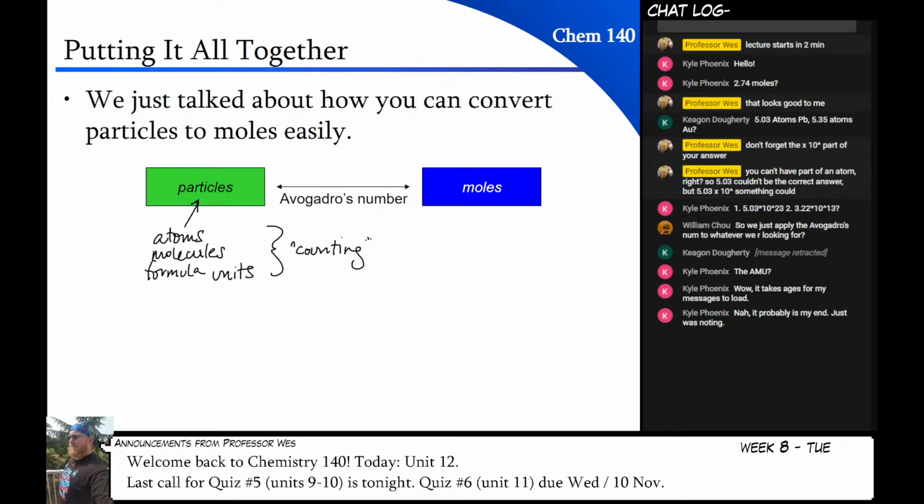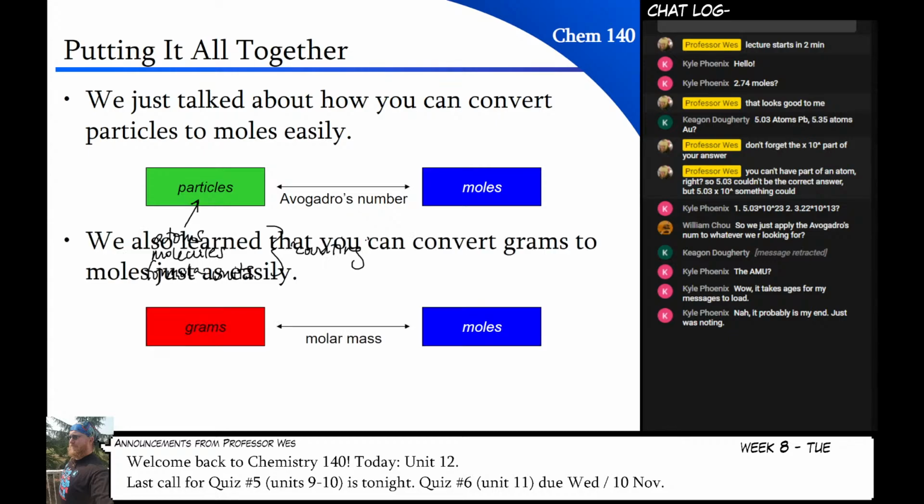In other words, you're counting something. Whenever you look at particles, if I want you to tell me the count of how many things you have, that's when you use the particles box. Now, if I want you to tell me the number of moles I have, that's easy enough. You just divide the number of particles you have by Avogadro's number. And we spent the first half of this hour doing those exercises.